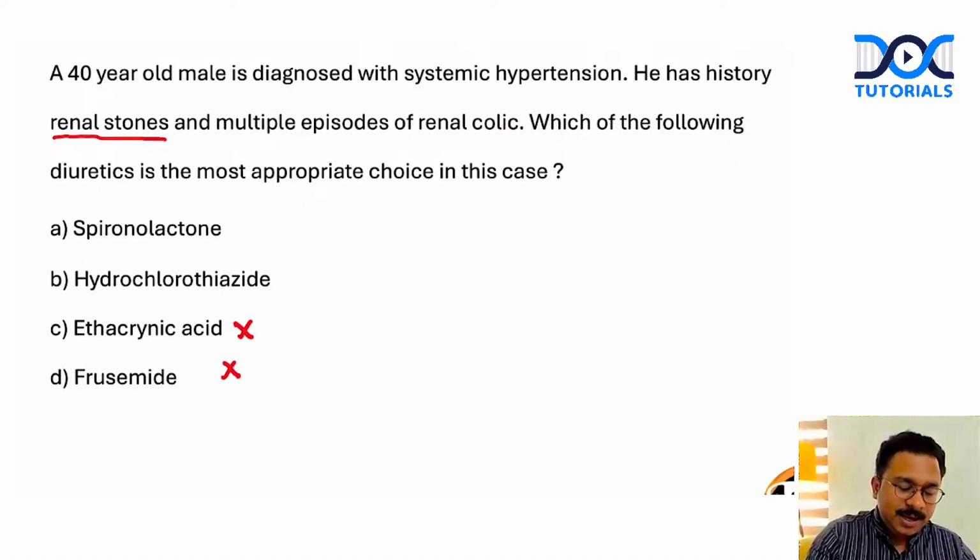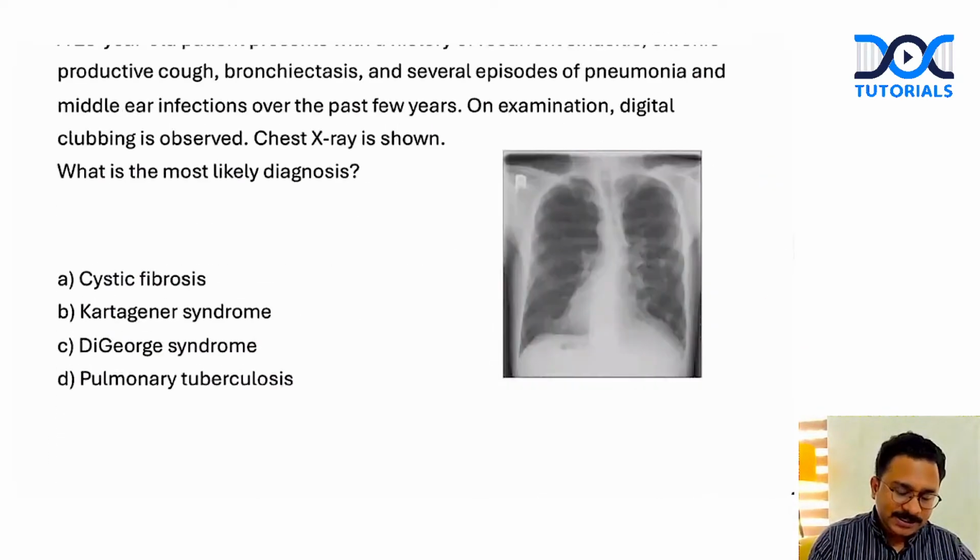So thiazide, what it does is that it will cause reabsorption of calcium from the renal tubules. Okay, so hydrochlorothiazide is the appropriate choice here because it will help in reabsorption of calcium from the renal tubules, decreasing the possibility of formation of renal stones. And we know that hydrochlorothiazide is often given in the management of hypertension, mostly as a combination drug with another drug. Okay, right. Now coming to the next question.